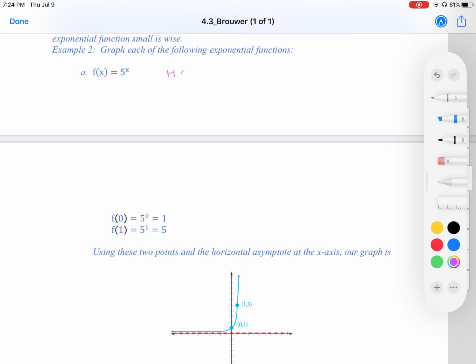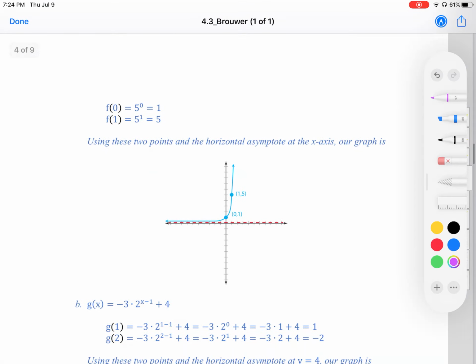So we know we have a horizontal asymptote at y equals 0. So let's plot 2 more points. But let's be careful about it. Let's pick points that would make it easy for us. Let's pick points that would make our exponent 0 or 1 or negative 1. All right, so if we just plug in 0, we get 5 to the 0 power, which gives us 1. And then if we try an exponent of 1, we get 5 in return.